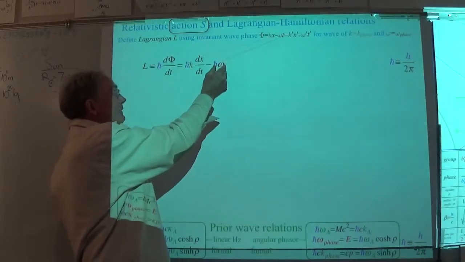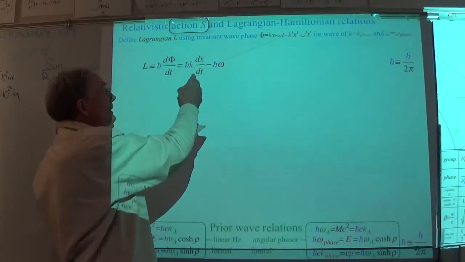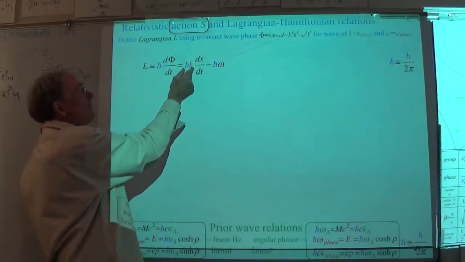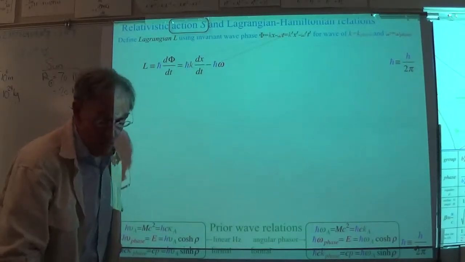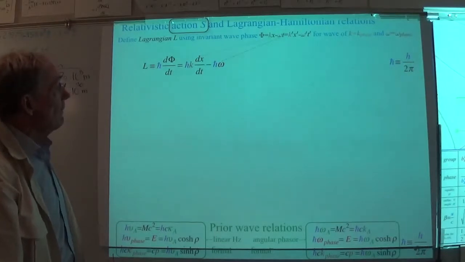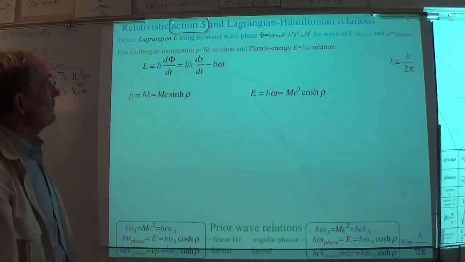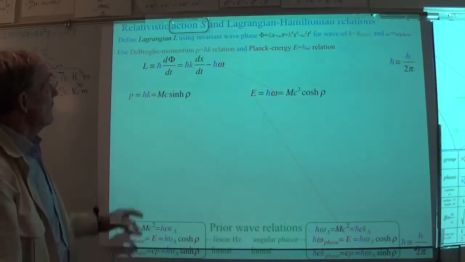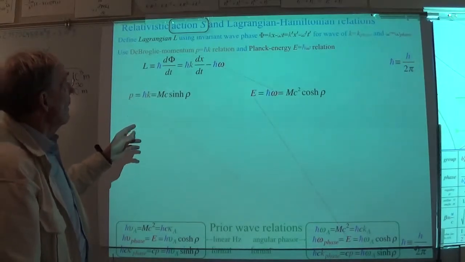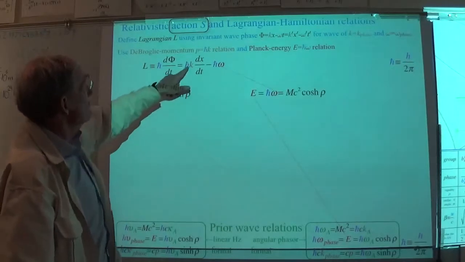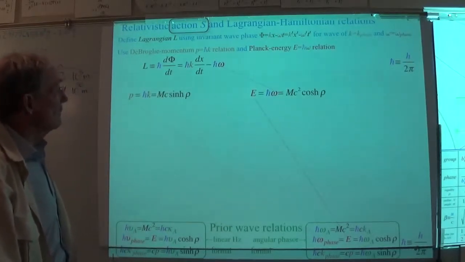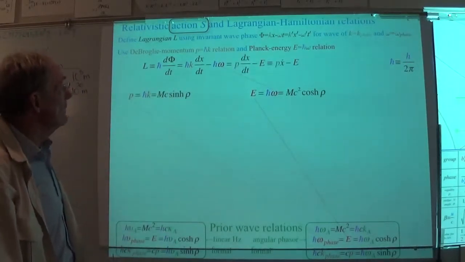So this is the energy, Planck energy. Here's de Broglie momentum, and here's a velocity, at least for all purposes that we have to do right here, as long as I replace the velocities with the right things. This one gets replaced with a hyperbolic sine, that one with a hyperbolic cosine.